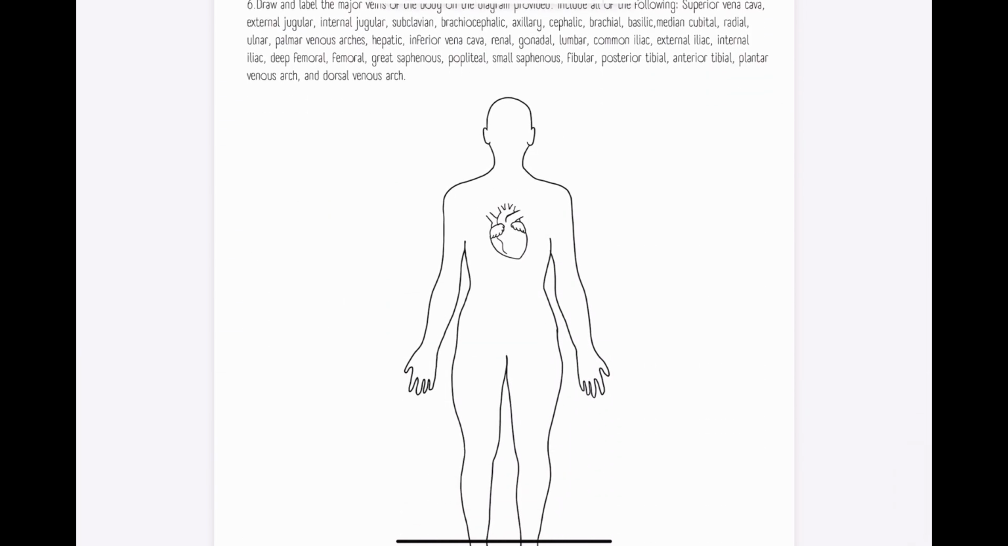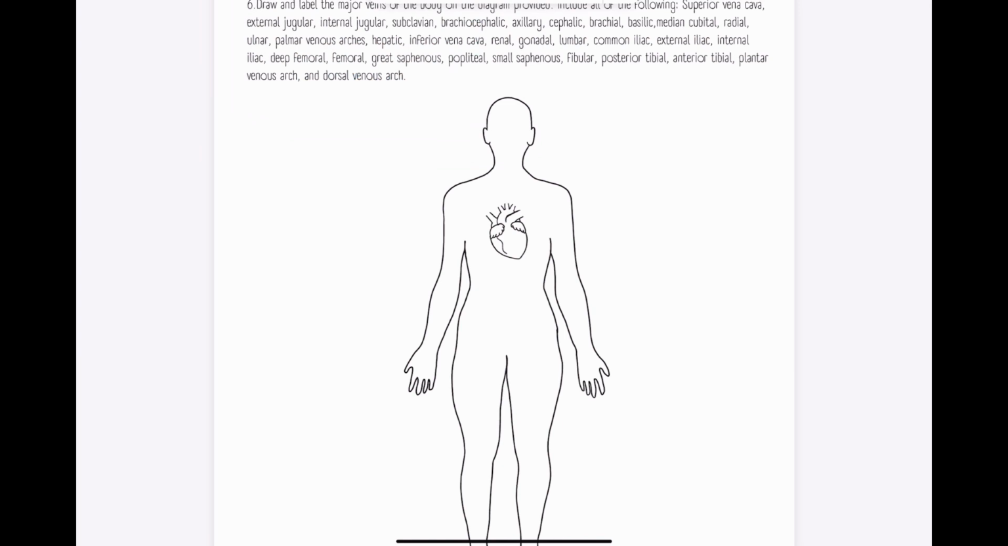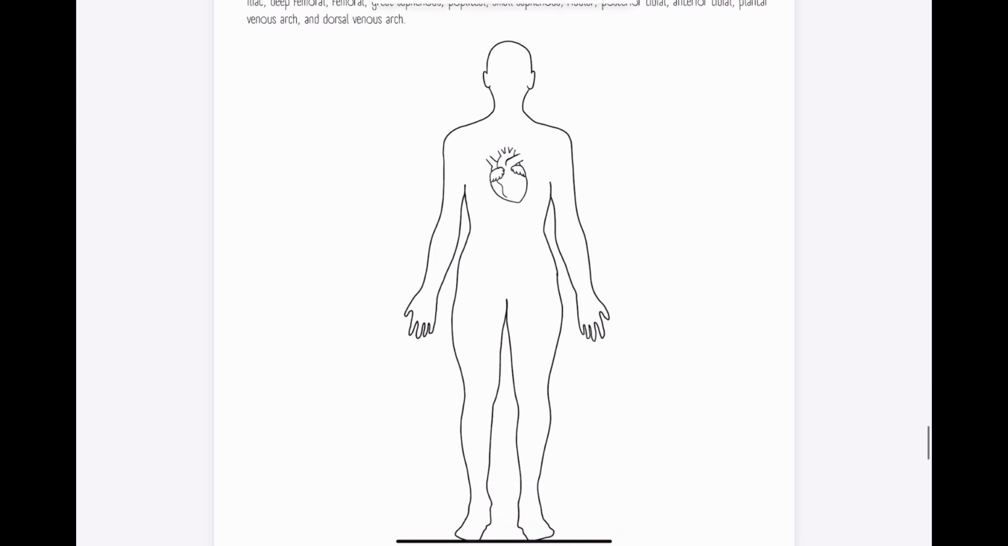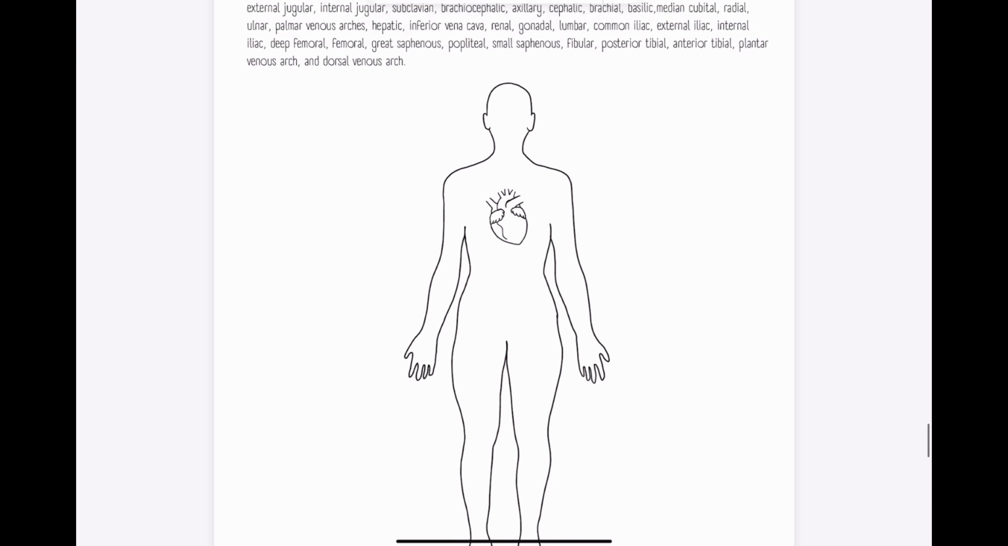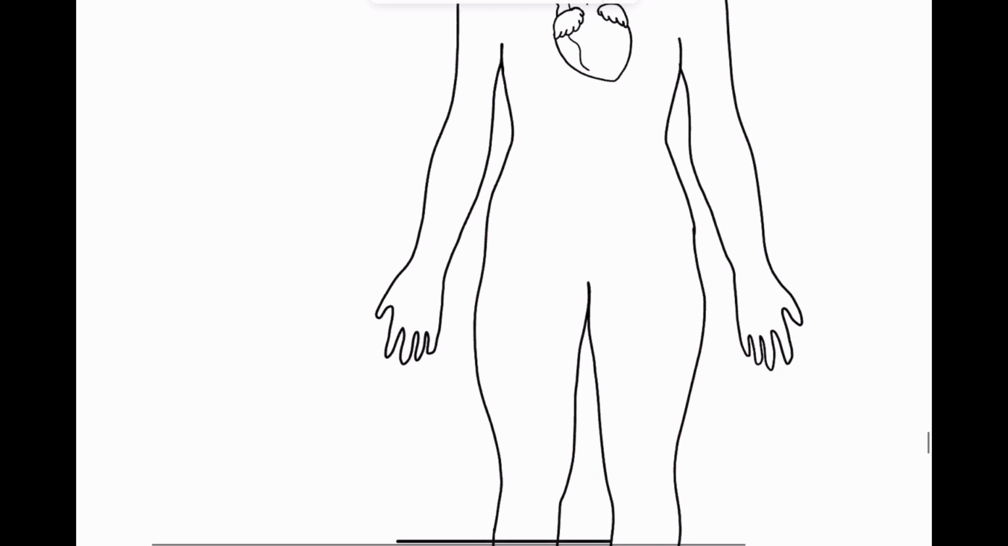Let's look at our veins. I need a blue color. Okay. Let's talk about our veins. So our veins are going from the body and up, but I'm going to just start from the hand and go to the heart, and then I'll start from the leg and go to the heart, and we'll kind of fill in between. So, starting in the hand, we have our digital veins, just like we had our digital arteries.